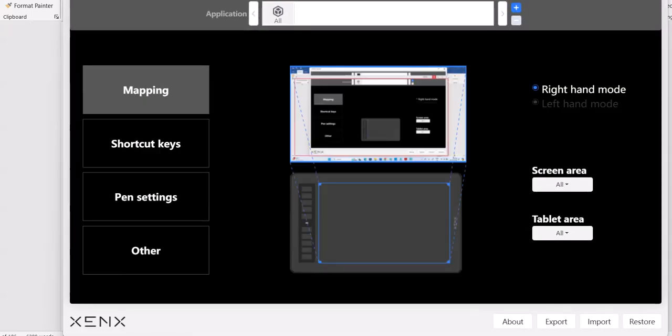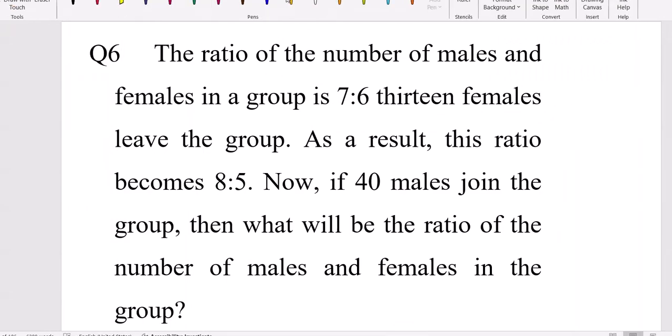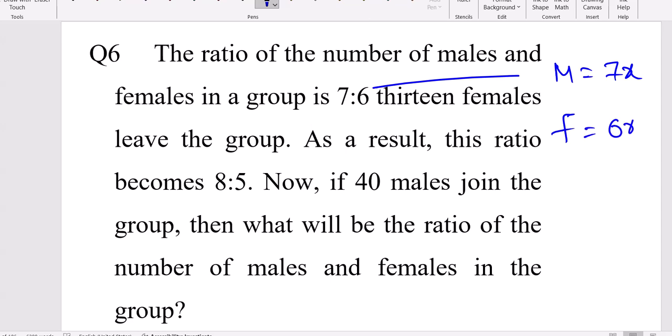And see the approach here. It's a very basic question, nothing to worry. First, male and female are 7:6, which means I can consider male as 7x and female as 6x. I hope you understand that point. Why 7x and 6x? Because male and female ratio is given. Then what happened? 13 female members left.